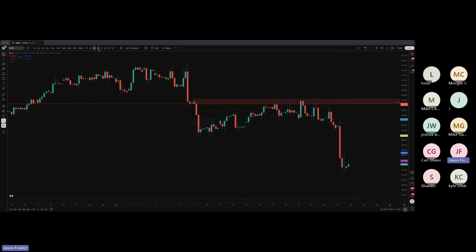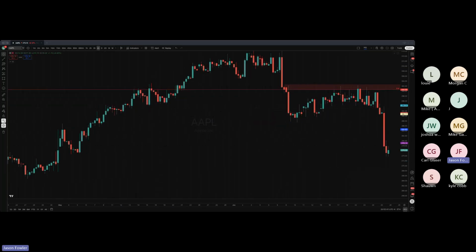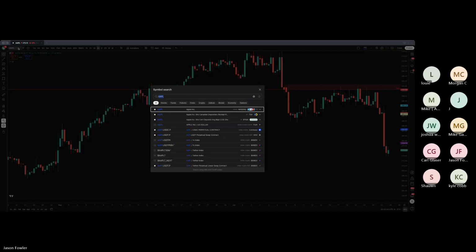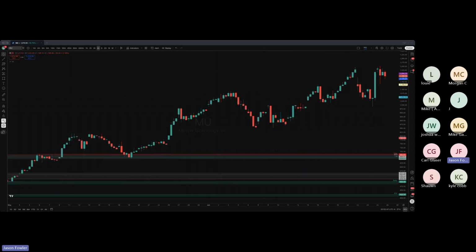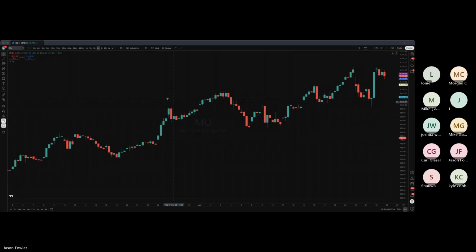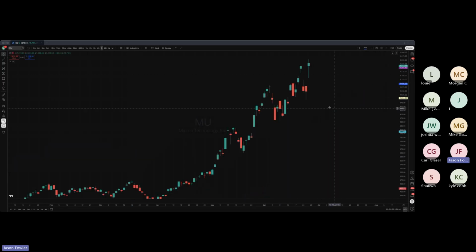So the same thing with a demand zone where you want to see, let's see, a demand zone. How's Mu looking right now? Look how long I've been charting that Mu for. God, this chart's a mess.